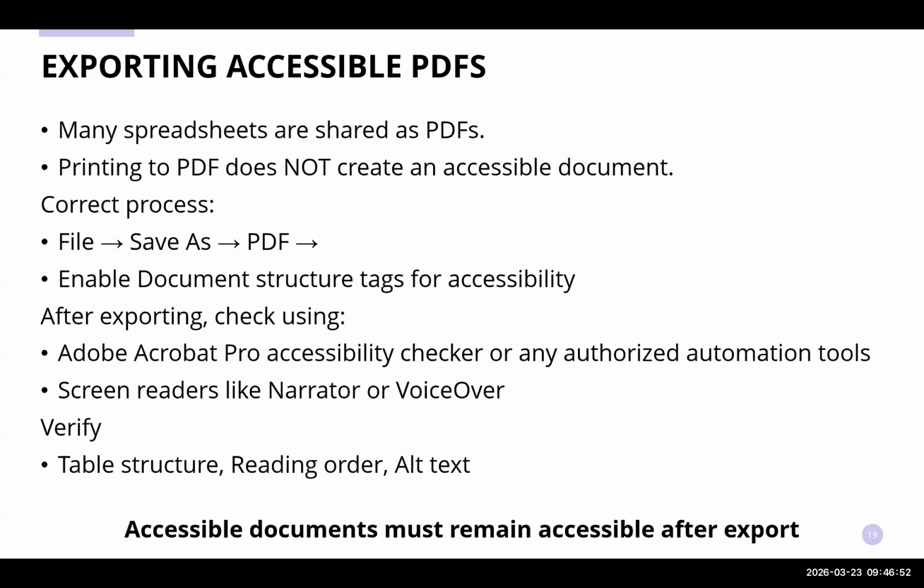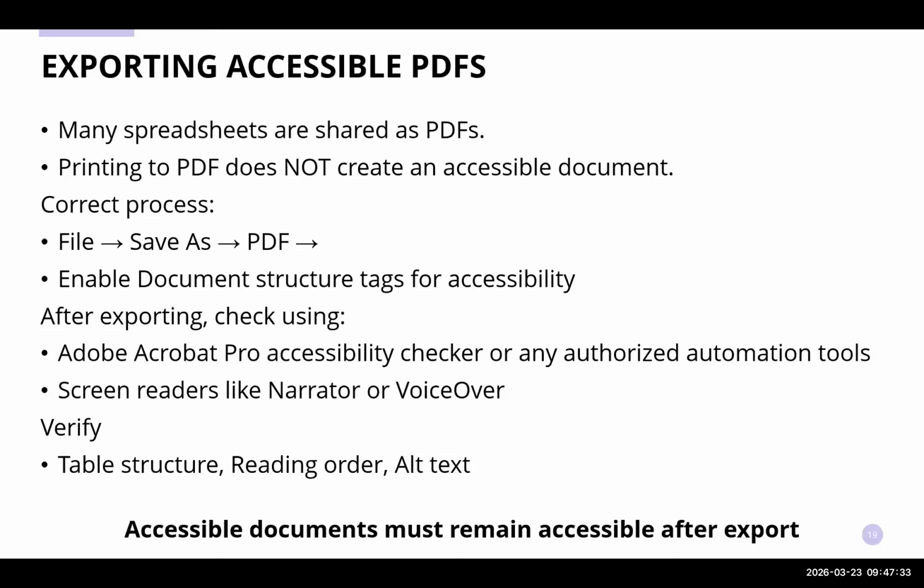Now, let us quickly talk about a very important step that many of us overlook, that is exporting spreadsheets as PDF files. Many spreadsheets are shared as PDF because you don't want them to be changed by anyone, or to make them a readable, compatible mode. But simply printing or saving it as PDF will not automatically make the document accessible. If you skip the correct process here, all the work that you did to make the spreadsheet accessible can be lost. So here is the process of how you need to do that.